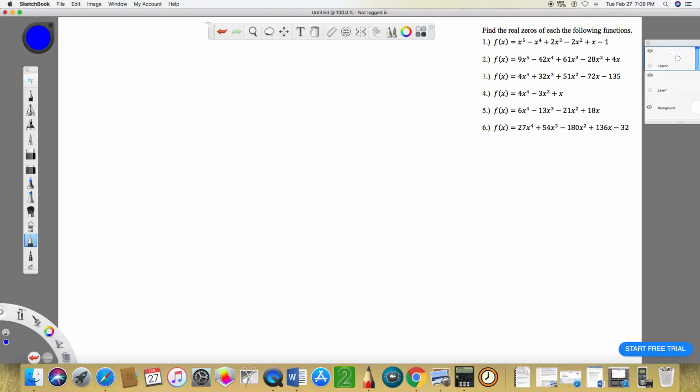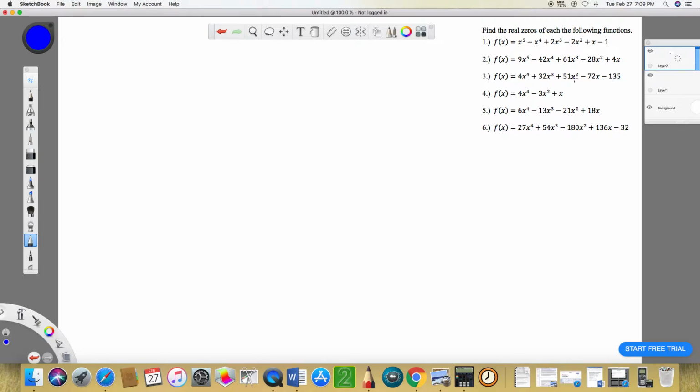All right, so let's take a look at number 3, see what we have here. We always check to see if there's any greatest common factor, and there doesn't look to be. Then I look to see if it's in standard form, and if there's any missing exponents, I'm going to have to use zeros as placeholders, but it doesn't look like we have that. 4, 3, 2, 1, constant.